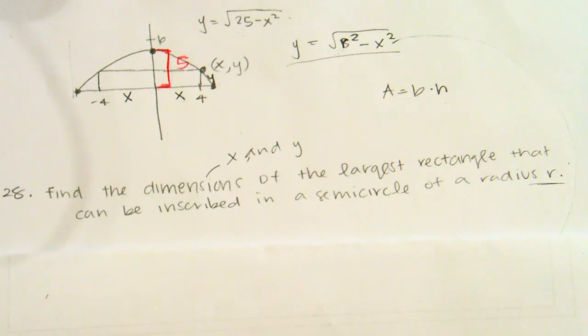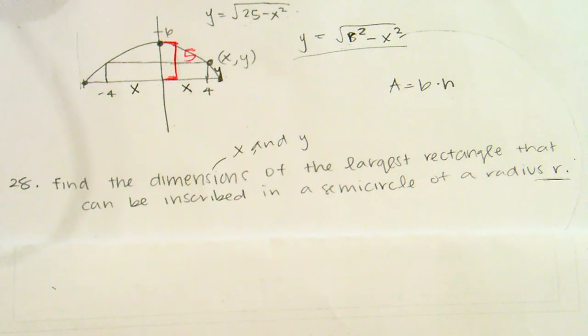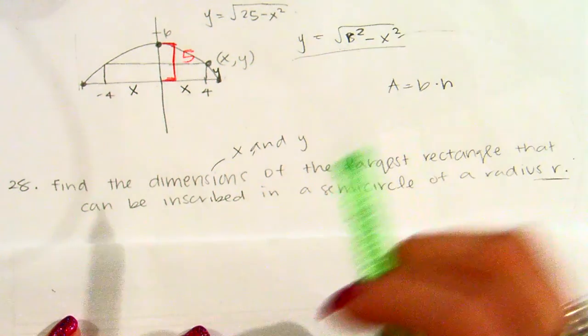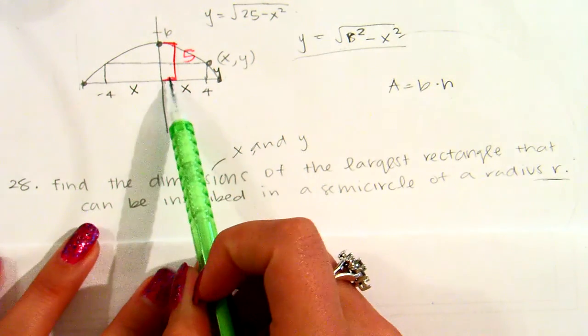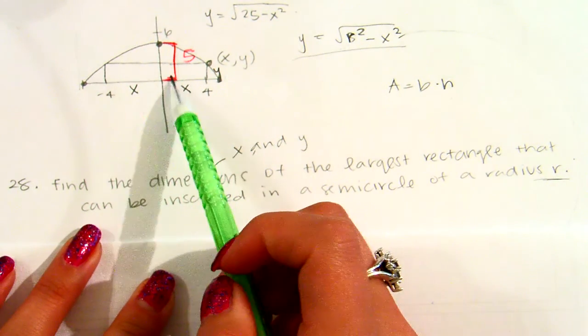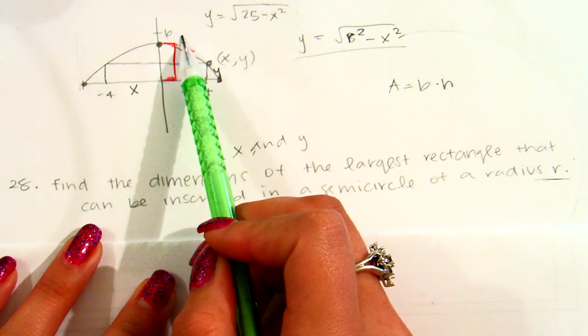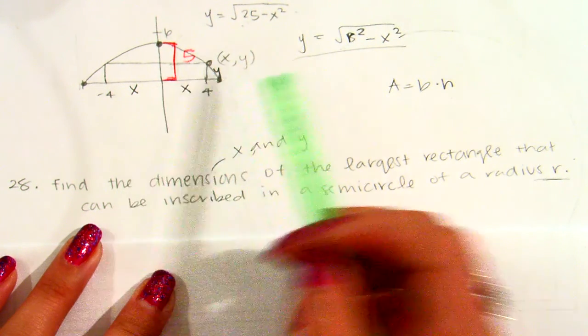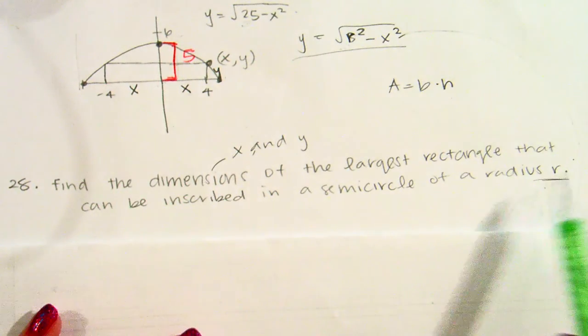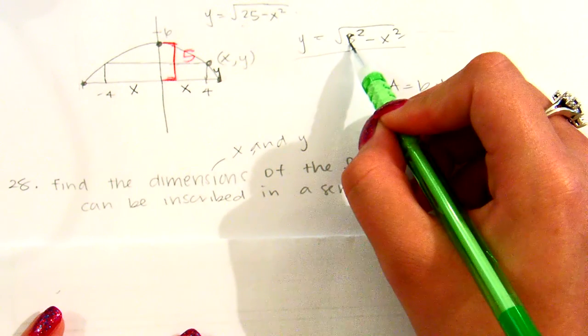So it says, find the dimensions of the largest rectangle that can be inscribed in a semicircle of a radius r. So it's basically asking you to find x and y in terms of r. So we know that our radius is 5. And we know that when you square 5, you get 25. So we could change this to r to represent our radius because they want it in terms of r. So we just substitute it here.